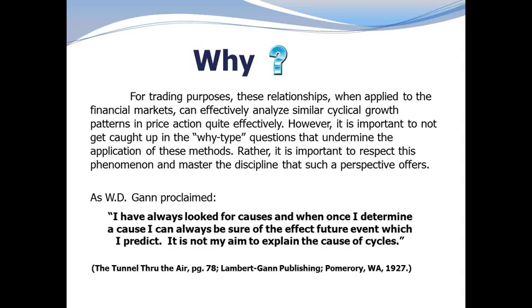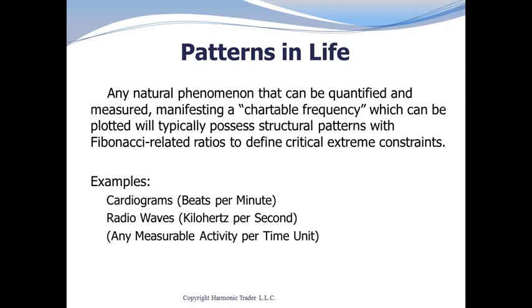As W.D. Gann proclaimed in his book, Tunnel Through the Air from 1927, "I have always looked for causes, and once I determine a cause, I can always be sure of the effect of a future event, which I predict. It is not my aim to explain the cause of cycles."